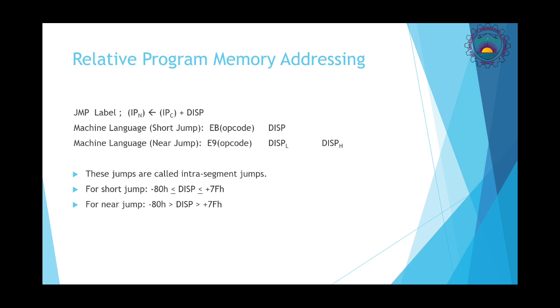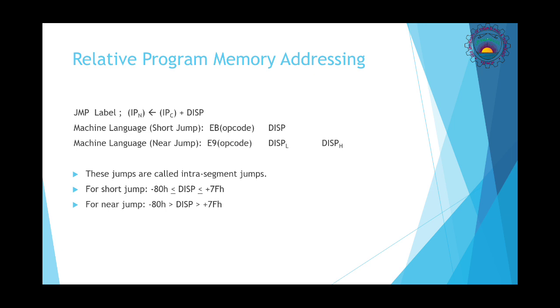The second type of program memory addressing mode is relative program memory addressing. For relative program memory addressing, the jump instruction general format is JMP label or 16-bit address. The operation of this type of jump is that the current value of IP will be added with the displacement and you will get the new value for IP. That is mentioned here: IPN will be loaded with IPC plus displacement, and you will be jumping to the new location, new IP.